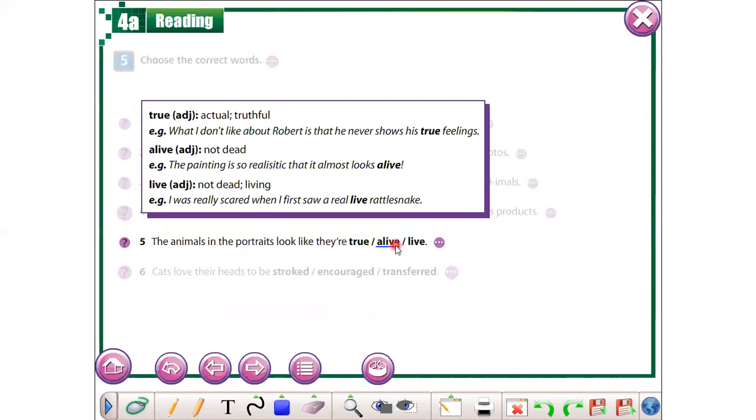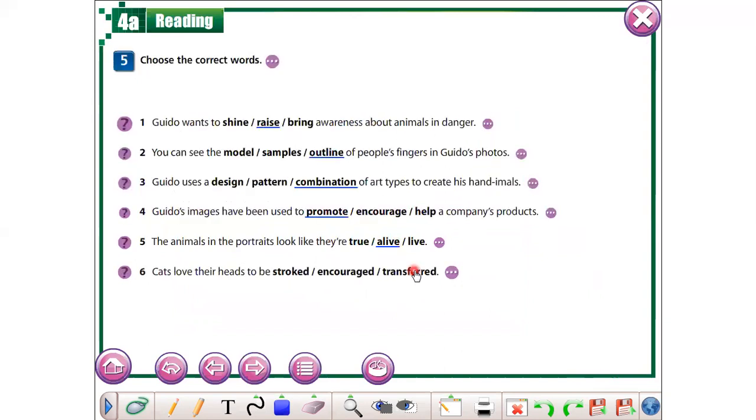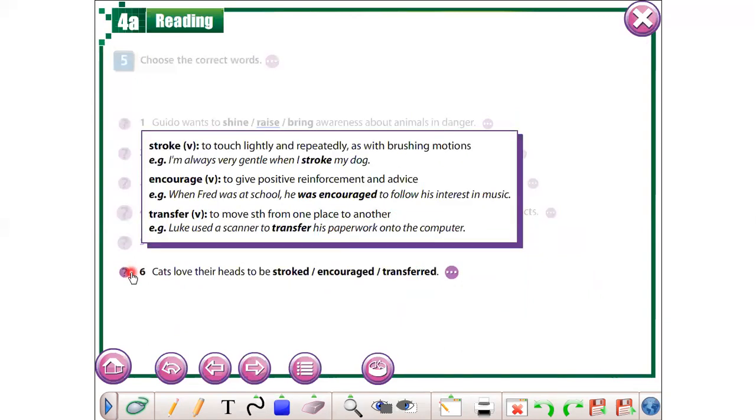Number 6, cats love their heads to be stroked, encouraged, or transferred. This is from the previous vocabulary. Stroke, to touch lightly and repeatedly, as with brushing motions. Encourage, to give positive advice. Transfer, to move something from one place to another. So in this case, it's stroke. The meaning in Spanish would be acariciar. Okay.